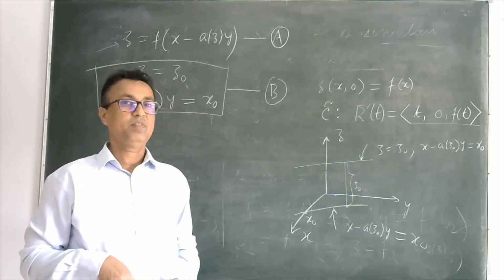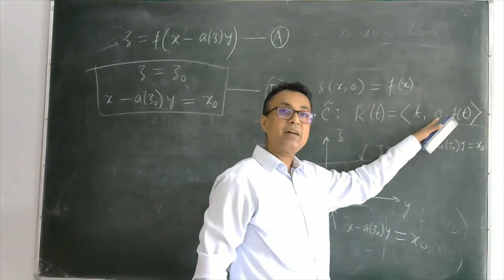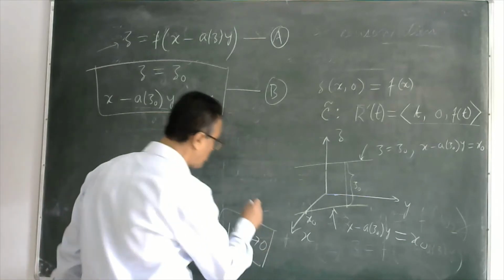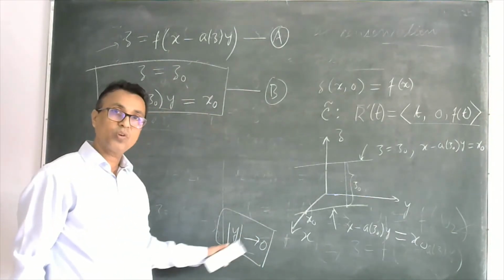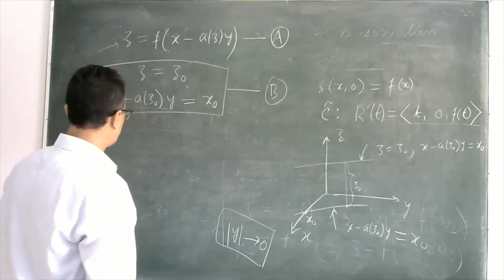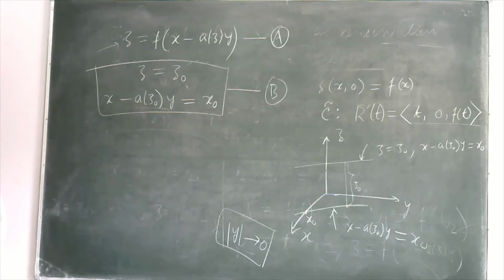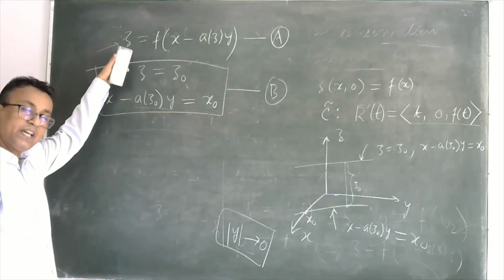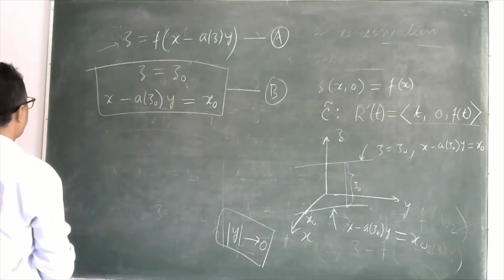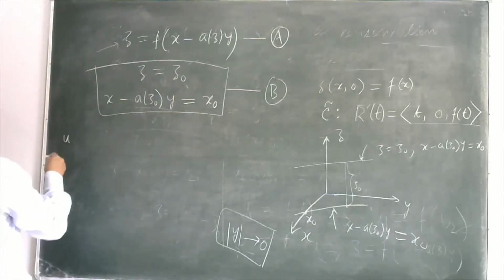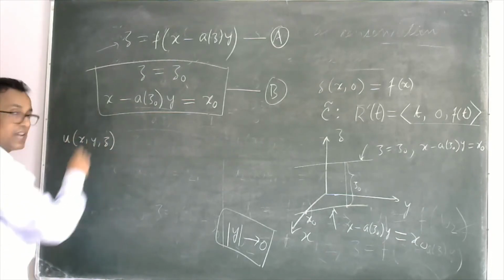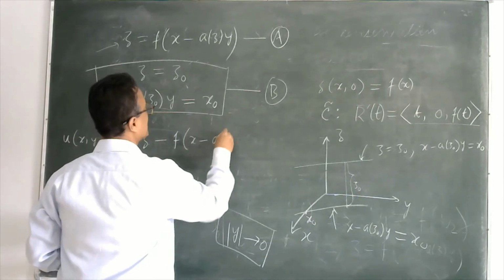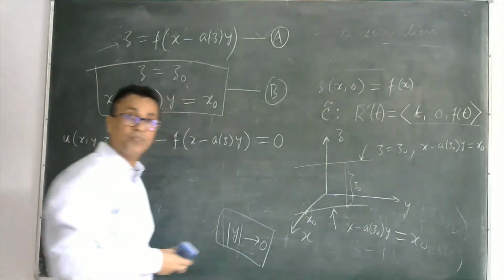Here that point is not specifically given, but from the initial condition where I have got y equal to 0, from there I can say that I am seeking the solution of the given differential equation in the neighborhood of mod y tending to 0. Fine? Okay. So now what is happening? If I want to write A as a level surface, from A I can write it as this U of x, y, z, which is equal to z minus f of x minus a z y. This is equal to 0. Is it okay with everybody?